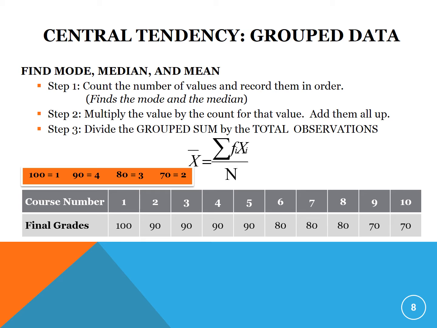Okay? So step 1, count the number of values and record them in order. We've already done that, right? We counted that there's 1 100. We counted that there's 4 90s, 3 80s, and 2 70s. Okay.